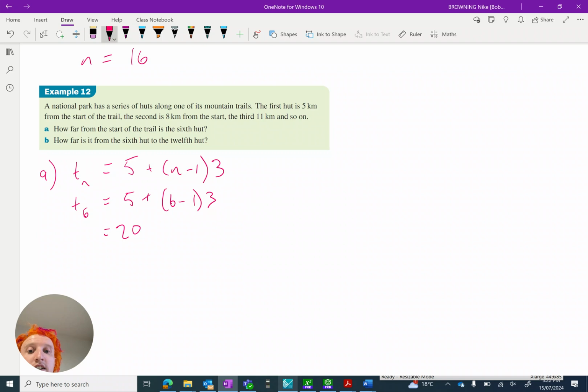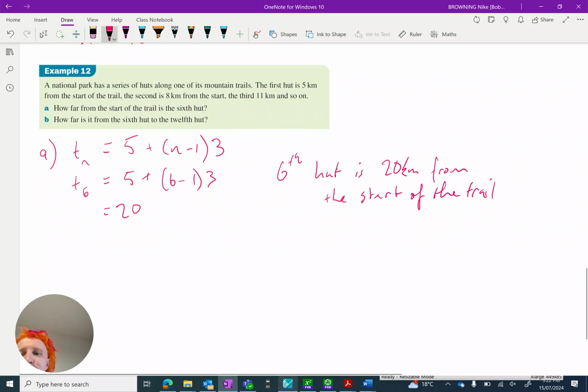So our 6th hut is 20 kilometers from the start of the trail.